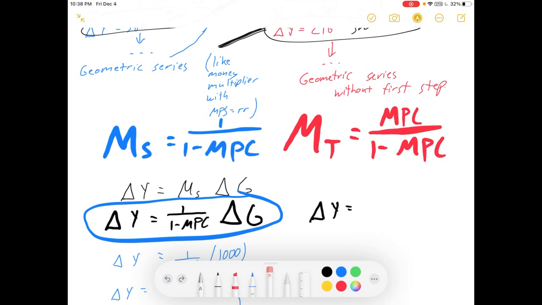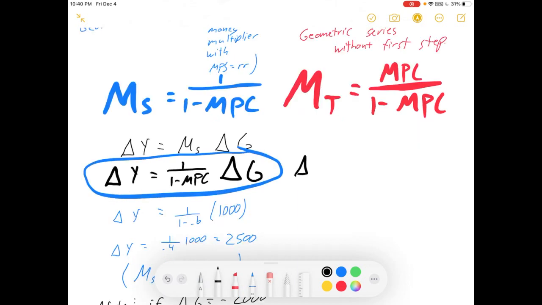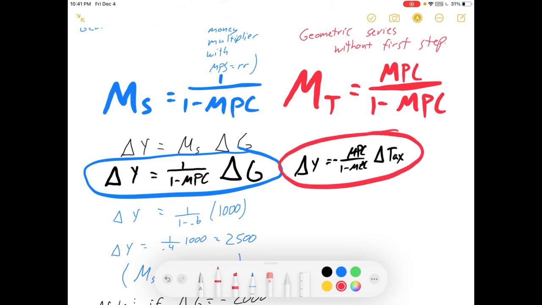Now, the idea is still the same. So our equation is that the change in GDP is equal to MPC over 1 minus MPC, the multiplier, times, oops, I forgot the negative. Don't forget the negative, guys, it'll mess you up. Change in GDP is equal to negative the multiplier times the change in taxes. Don't forget that negative. Why not? Because taxes affect GDP in the opposite direction from government spending.